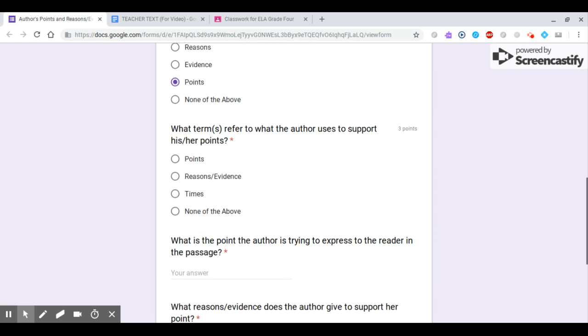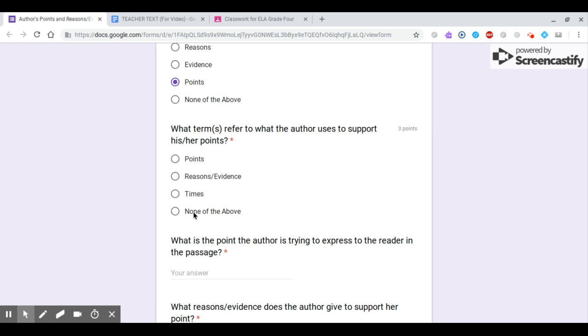Okay? The next question on everyone's quiz is what terms or words refer to what the author uses to support his or her points. So what does the author use in the text to support the points that they're trying to get across? Do they use points? Do they use more points? Do they use reasons or evidence? Do they use times or none of the above?